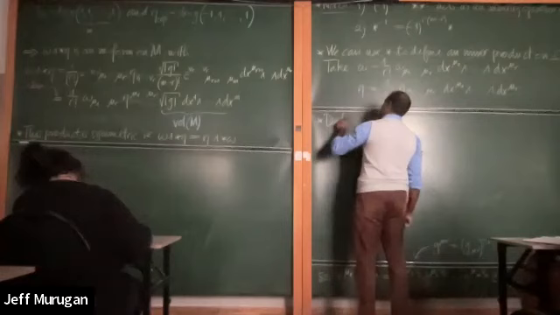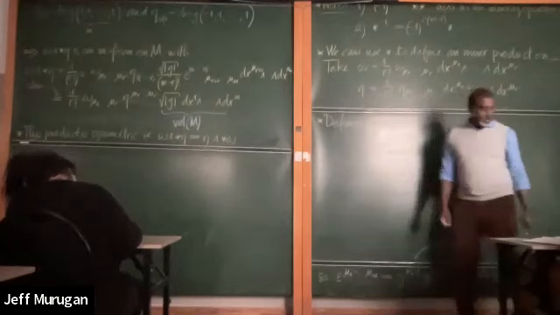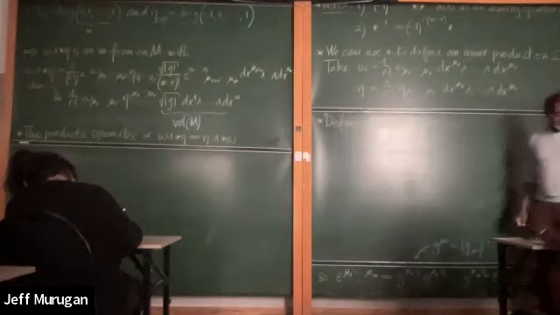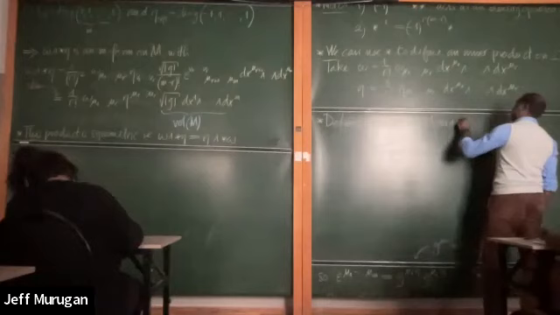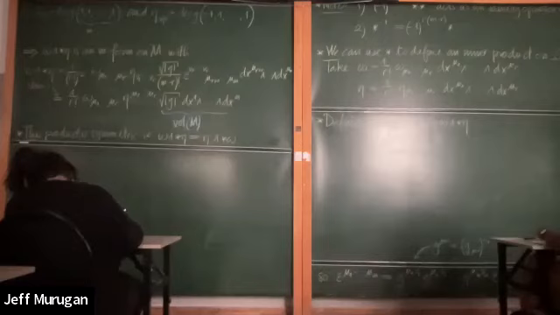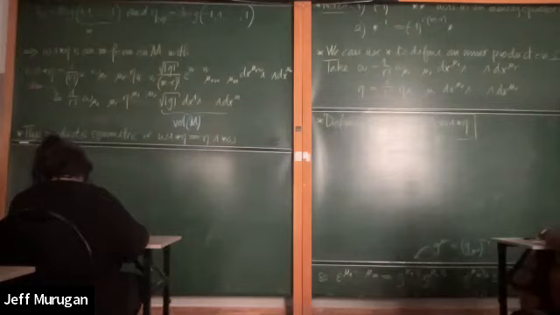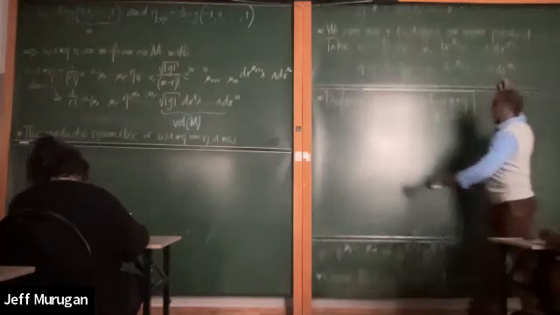So now I'm going to define the inner product between omega and eta to be the integral of omega wedge star eta over the manifold. And this thing is the inner product on the set of r forms on M. And you can see its properties.